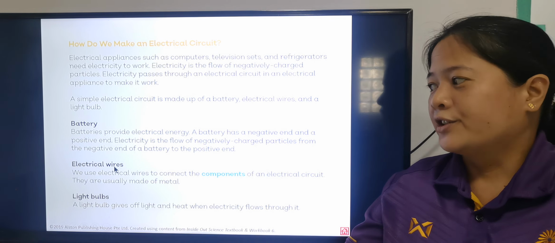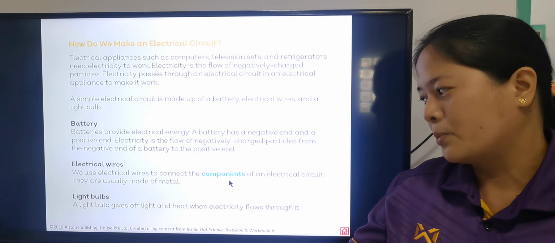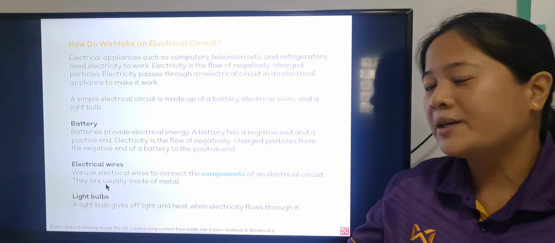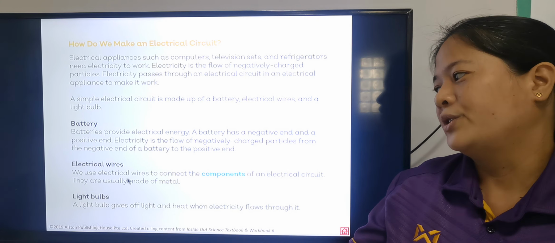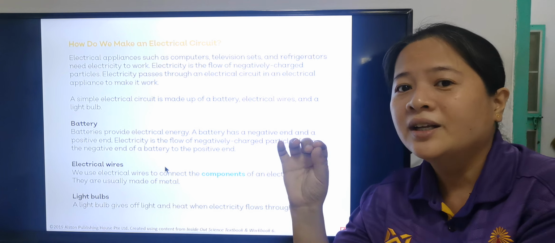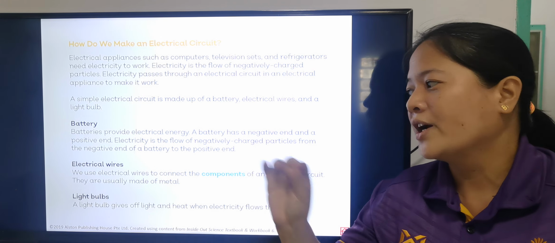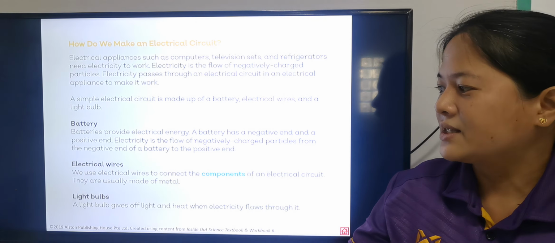Next is electrical wires, okay? We use electrical wires to connect components of an electric circuit, okay? They are usually made of metal, okay? Also later I'm going to show you, okay? So it connects, for example, the battery to the bulb, okay? So the connecting wires or the electrical wires connect the different components.